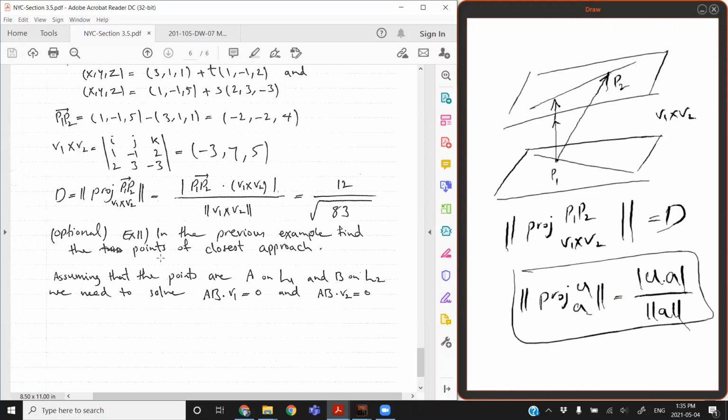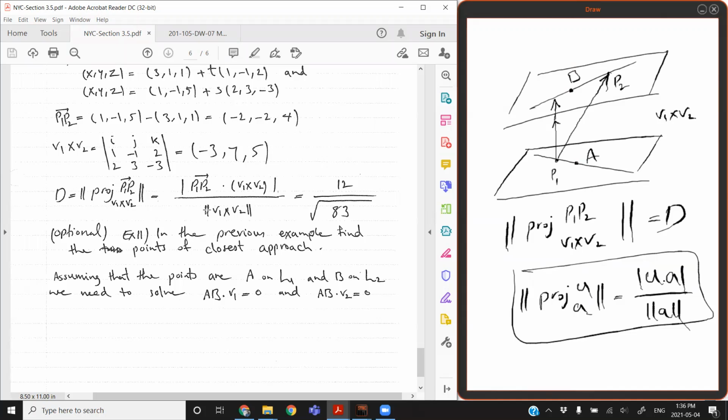So this is the next optional example. In the previous example, find the points of closest approach. If you want to find the points of closest approach, those points could be, for example, here and here. For example, point A on the first line, point B on the second line could be the 2 points that are the points of closest approach.